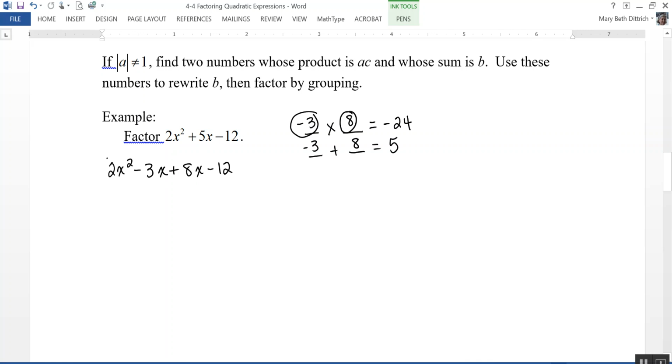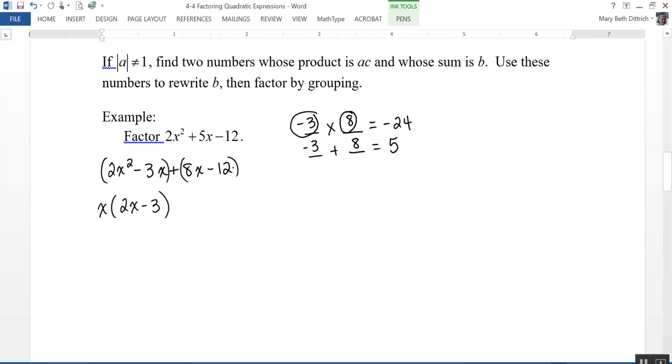Now I'm going to factor by grouping. I'll group my first two terms together, my last two terms together, and take a greatest common factor out of each set of parentheses. So the greatest common factor of 2x squared minus 3x is just an x, and that leaves me with 2x minus 3.